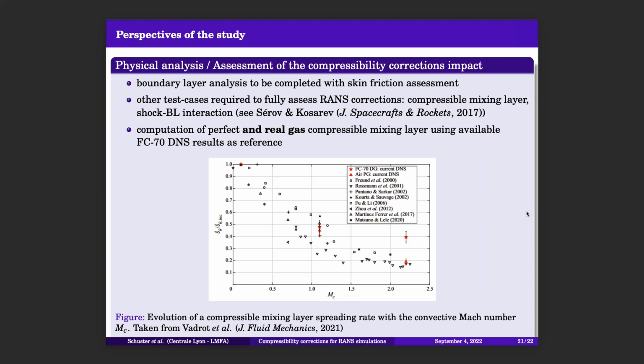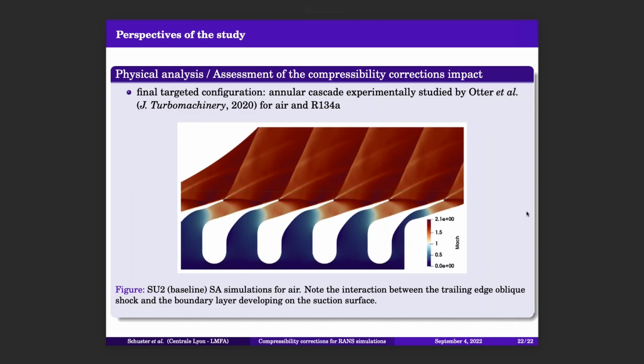And on the last slide, please. Our final targeted configuration is the annular cascade, which was experimentally studied by Otter for air, and for real gas as well. We are currently computing these flows with the baseline model, and we are going to compute them with the modified models. Of course, we are curious to see the impact of the density compressibility correction, because we have in particular a key interaction between the trailing edge oblique shock and the boundary layer developing on the suction side of the blade. And this concludes my talk.